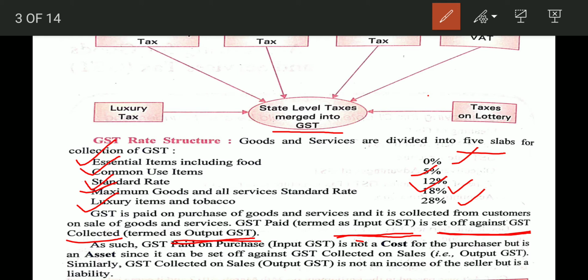Okay, so this is what is said, that GST is paid on purchase of goods and services and is collected from the customer on the sale of goods and services. GST paid on the purchase, which is input GST, is set off against the output GST on the sale of goods and services. As such, GST paid on purchase, input GST, is not a cost for the purchaser, but it is an asset. Now, according to the nominal account, we will say that purchase is an expense. So if we are including the input GST with the purchase, this also will be an expense. But actually input GST on the purchase is not a cost or expense. Why? Because whatever you have paid at the time of purchase will be set off against the GST collected.